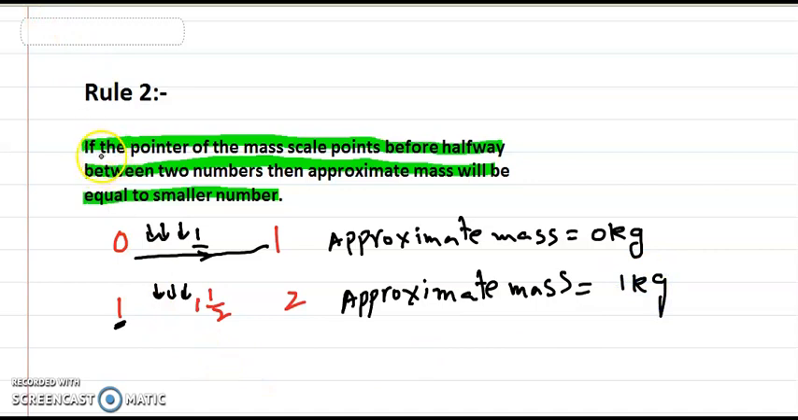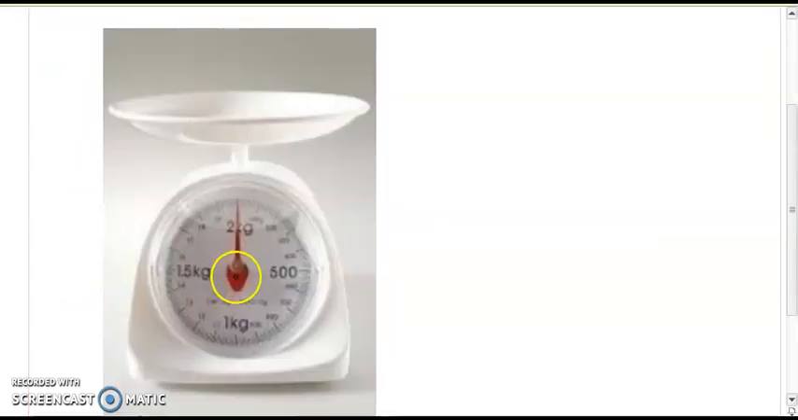So once again, the rule you can read: if the pointer of the mass scale points before halfway between two numbers, then approximate mass will be equal to the smaller number. Here are the two examples that you can see. Now once again look at this mass scale. This mass scale is pointing at this time to 2 kg, so I can say the mass is 2 kg.